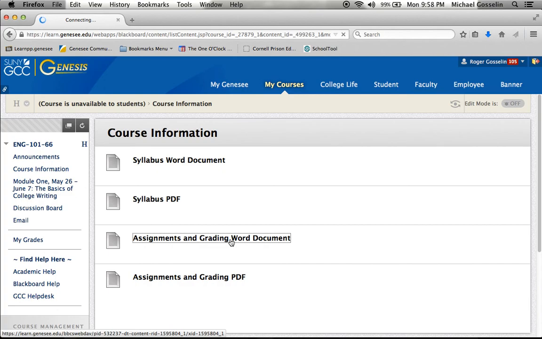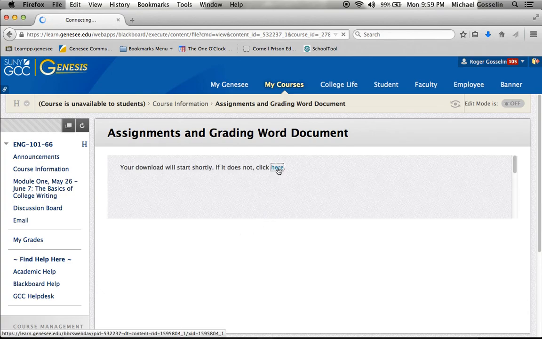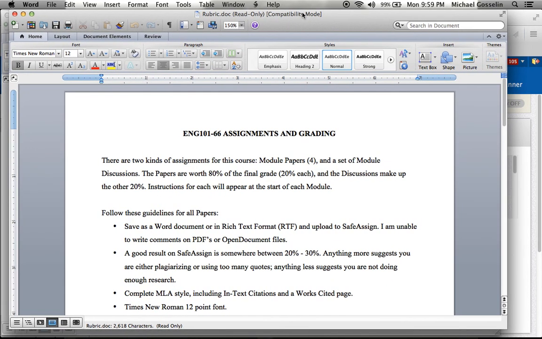Assignments and grading. There it is. There are 4 papers in the class, starting in the second module. Each of those papers is worth 20% of your final grade. The other 20% of your final grade comes from discussion questions. And at the beginning of every module, I will post specific instructions for papers and discussions of what I'm looking for.